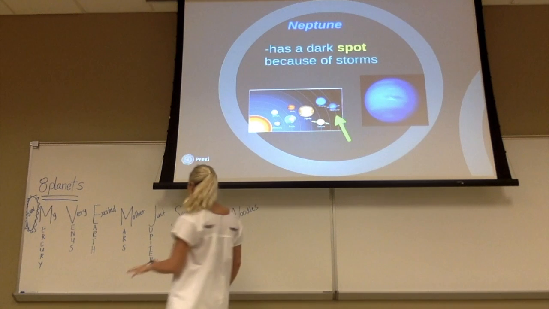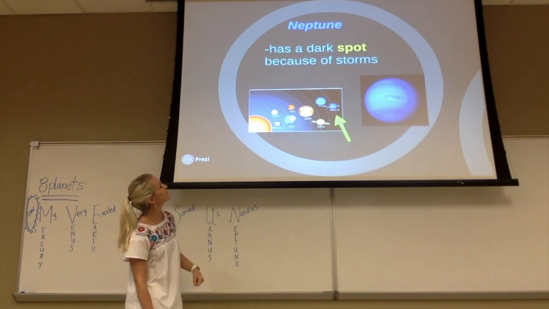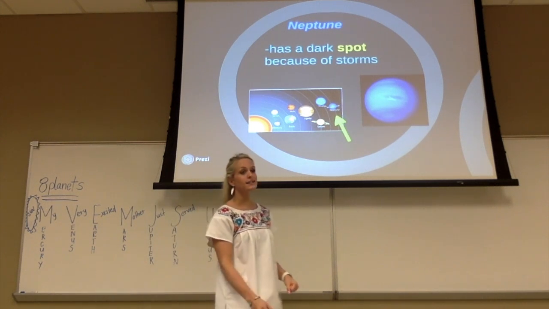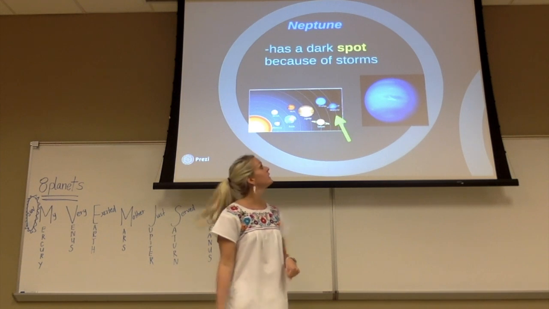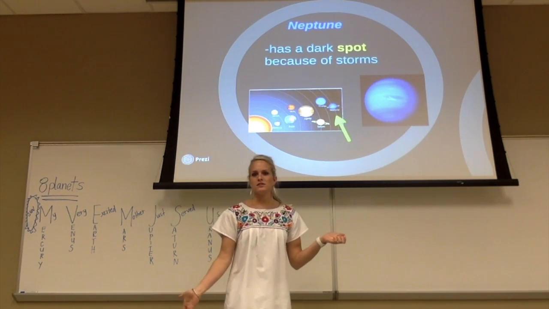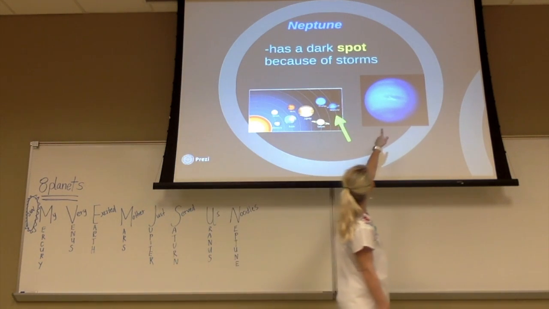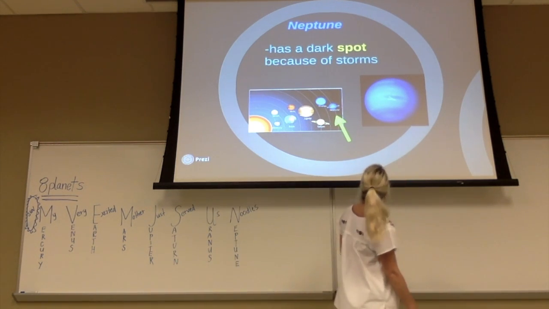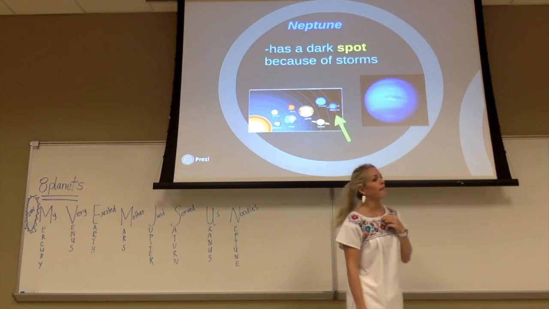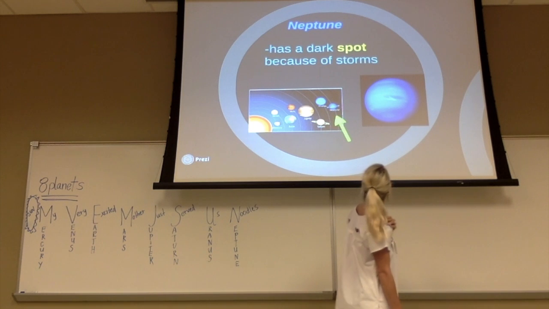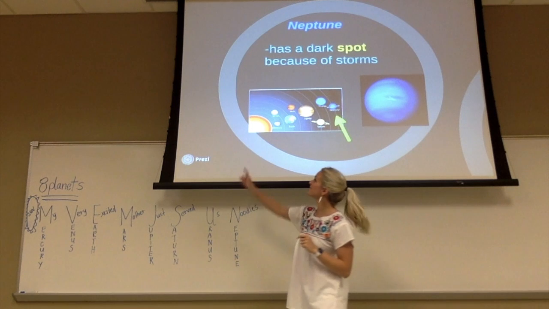Okay, last but not least, we have Noodles. And what does that stand for? Neptune. Neptune has a dark spot because of storms. Go ahead and fill in your blank. And what causes those dark spots? Storms. Can you see the dark spot? Yes, in the middle, the darker area that's blue. It looks like water, right? What about, do you think it's cold or hot? Cold. It's cold because it is far from the sun.